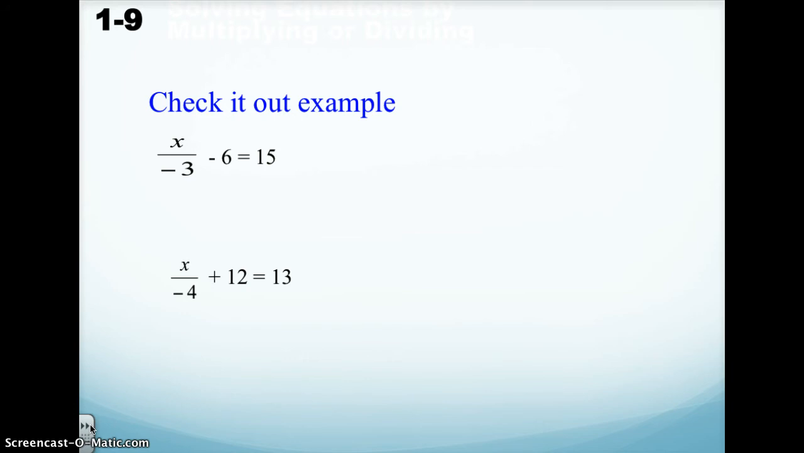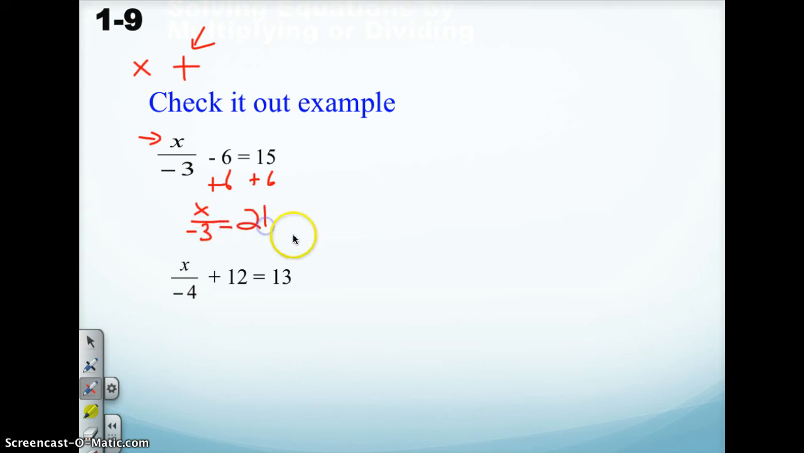Some of the examples you're going to see less often look like this. Now we still have to understand how this works. So again, it's the same process. Identify the variable. Now we have division, so we know we're going to be multiplying, and we have subtraction, so we know we're going to be adding. Working backwards, we add first. So we start by adding 6 to both sides. So we have x divided by negative 3 equals 21.